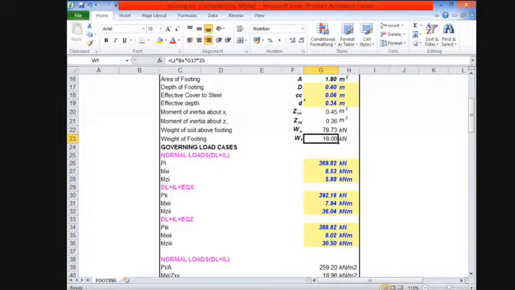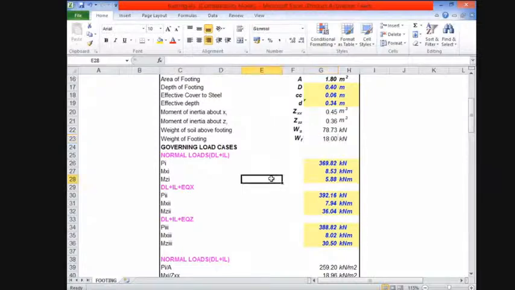Then the next one is the weight of the footing. Weight of footing is nothing but the self weight of the footing. Whatever the length into breadth into thickness into unit weight of concrete, if you put that, then the weight of the footing is coming. So that's what I'm giving as LZ and BX, and G17 is nothing but your depth into unit weight of concrete.